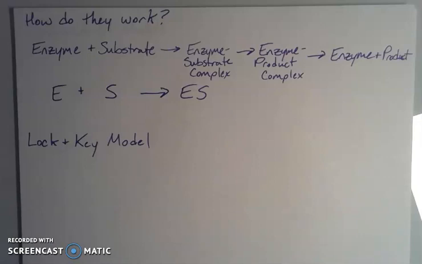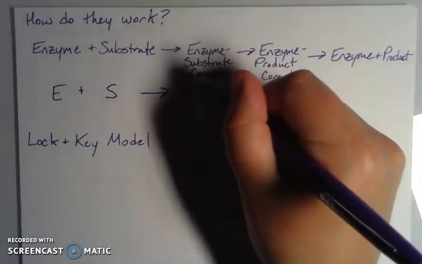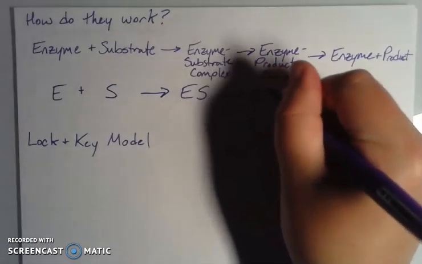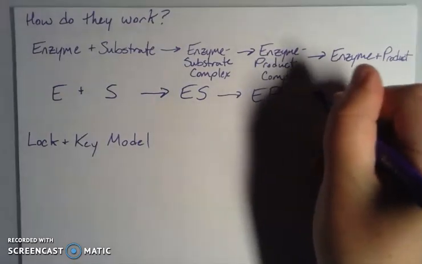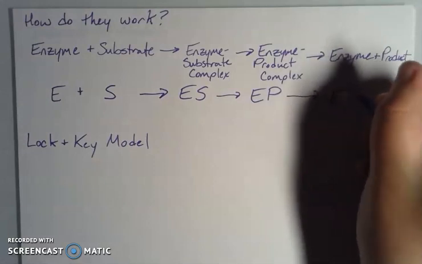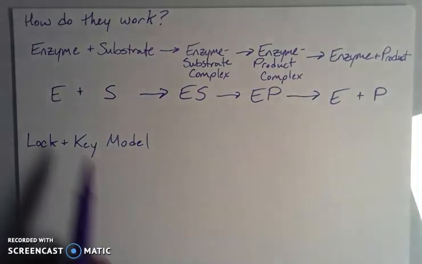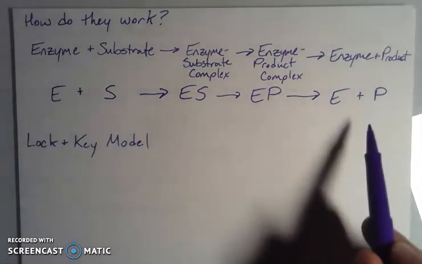So they come together in this complex, and then there's some sort of rearrangement, and we have a new thing now. So it's no longer the substrate that came in. We have a product now that comes out of this in some sort of different form, but it's still attached to the enzyme. So now we have an enzyme product complex, and then what spits out is an enzyme plus the product. Now note that the enzyme through this remains unchanged.